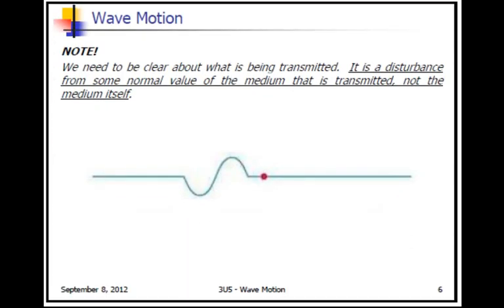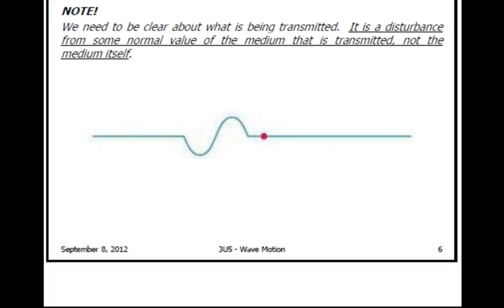So just to be clear, what's being transmitted is a disturbance from the normal value of the medium, not the medium itself. The particles in the medium stay in their relative spots. They move up or down with the wave in a transverse wave, and then they'll move left or right in a longitudinal wave, but those particles generally stay where they're at. It's the disturbance that was caused by the initial vibration that's being transferred across. That energy is what's moving.